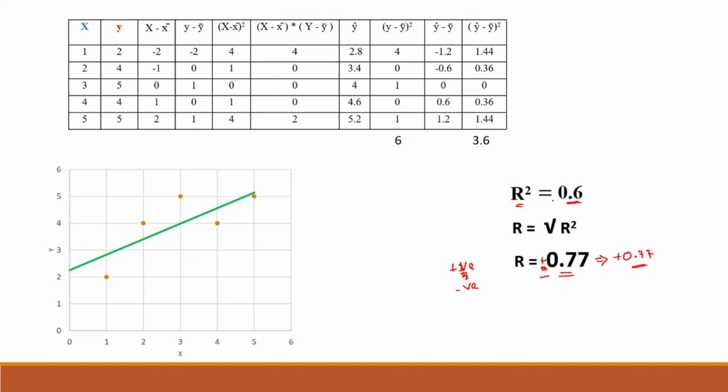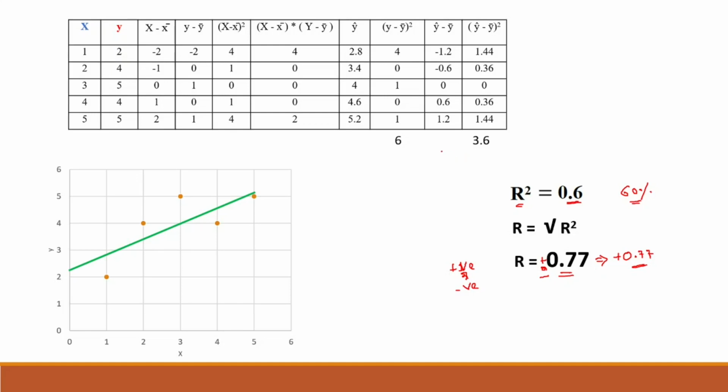R square also is obtained, which is 60%. I got a 0.6 value, but if you have to represent it in terms of percentage, then it is 60%. Then the R value is 0.77.